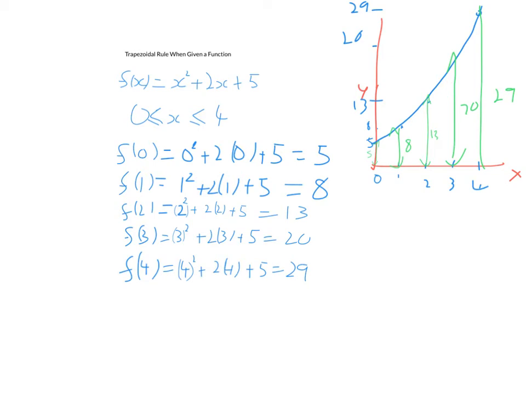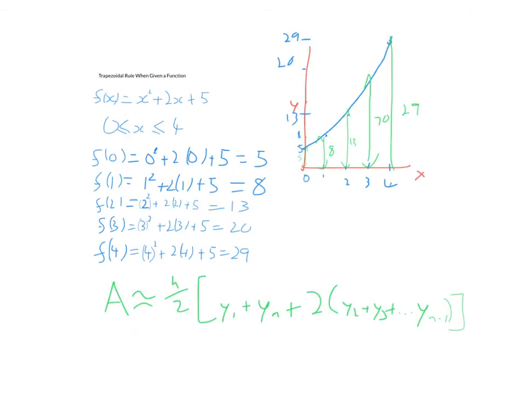So let's write out the formula now. So we have a formula here. The area is approximately equal to the distance in between them, which in this case is going to be 1 because it's going up by 1 each time, times the first height, which is 5, plus the last height, which is 29, plus 2 times all the different heights in between.